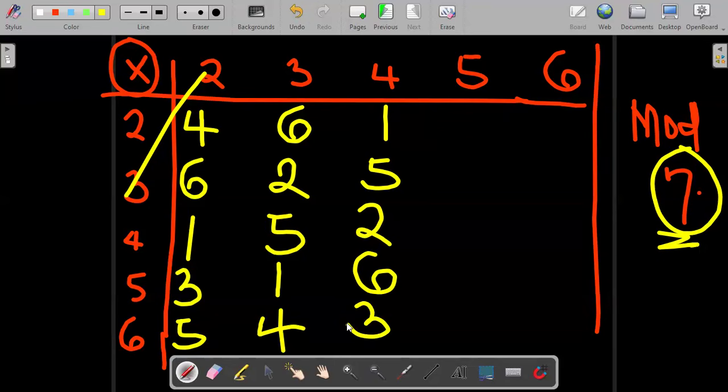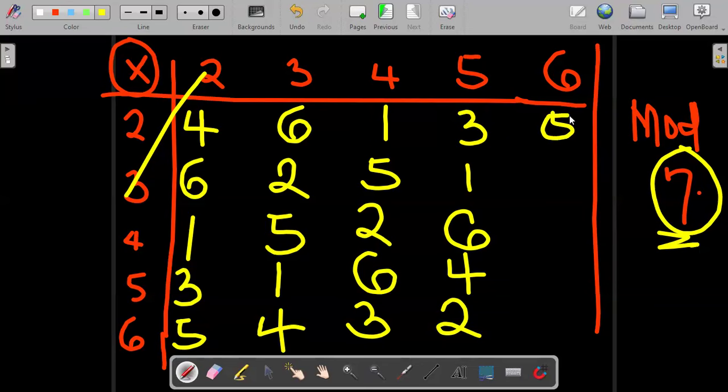Then 5 times 2 is 10. 7 is there, it is 3. There is 15. I will have 1. Here is 20. I will have 6. There is 25. How many 7 can I find in 25? Is 3. What is left is 4. Then 5 times 6 is 30. How many 7 can I find in 30? Is 4. 4 times 7 is 28. 28 from 30 is 2. Then here will give me 5.